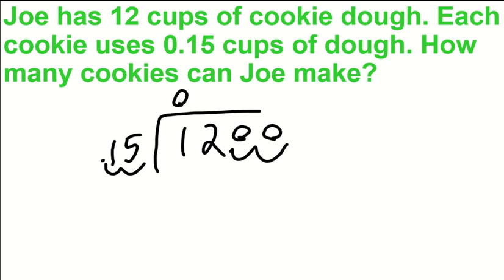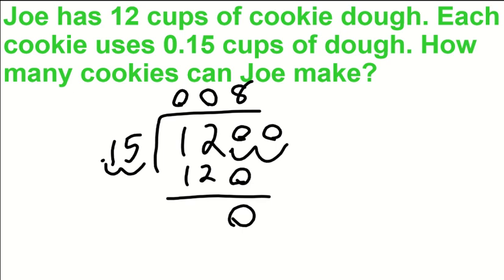15 doesn't go into 1, doesn't go into 12. 15 goes into 120 8 times. When we subtract, we get 0. You can't stop there either, though. We got to have a digit for each place value, and we still have that 0 right there that needs a place value. So 15 goes into 0, 0 times, that's how we get 80. Any questions on that one?